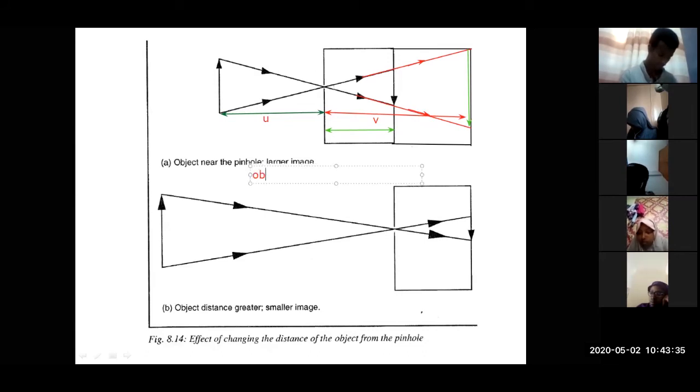So you are talking about object distance. What are you saying about object distance in your short notes? When the object distance is bigger, the image is smaller. When the object distance is smaller, the image formed is bigger.